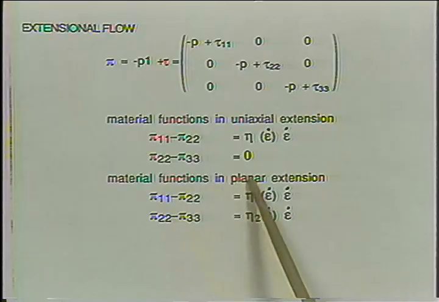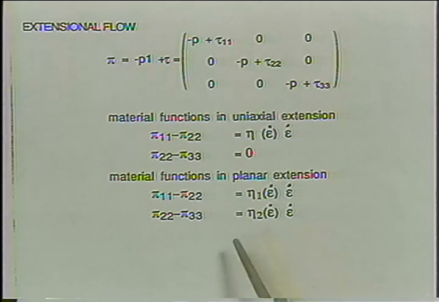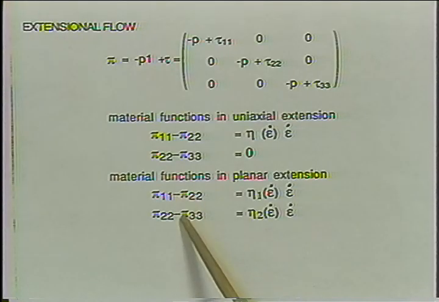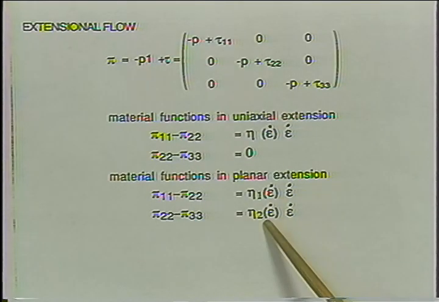In a planar extension, where you stretch your material element in one direction, compress it in the second, while keeping the third dimension constant, you would have two normal stress differences which are different from each other. Again, there would be just one extension rate, which is that of the planar extension, but there would be two material functions defining the flow.